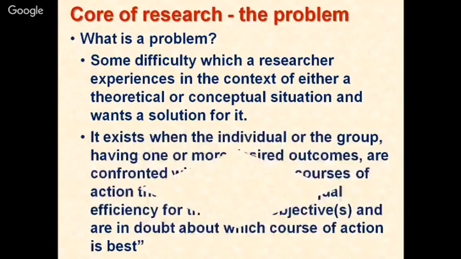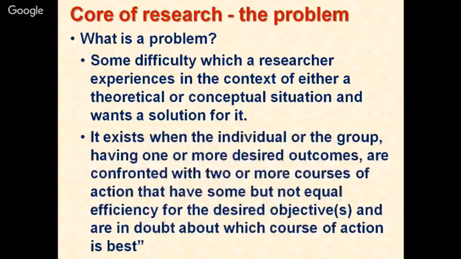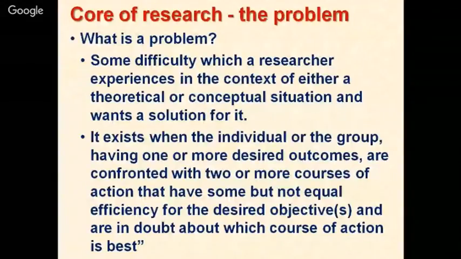So a problem exists when the individual or the group has one or more desired outcomes. You are confronted with two or more courses of action. You need to carry out research. You need to select the one course of action which is cost effective, which can solve the problem very well, which is not going to adversely affect the other parties. So decision making can only be carried out after you have solved the problem.